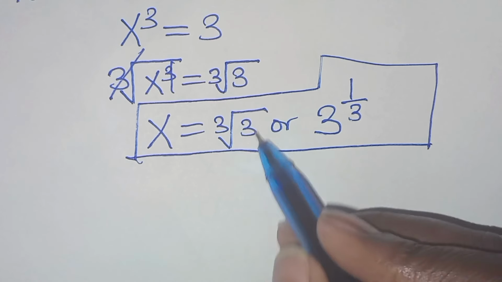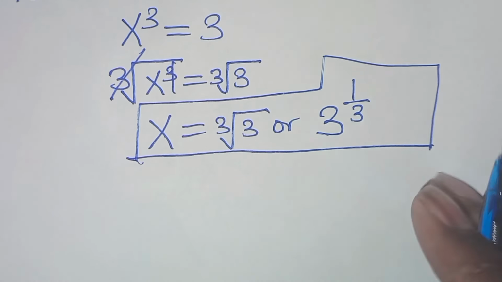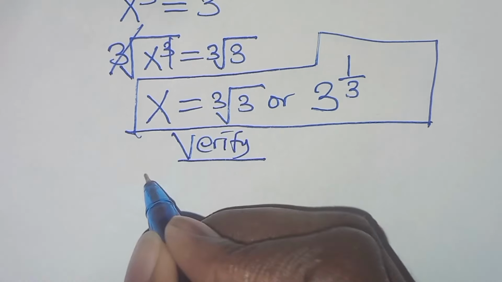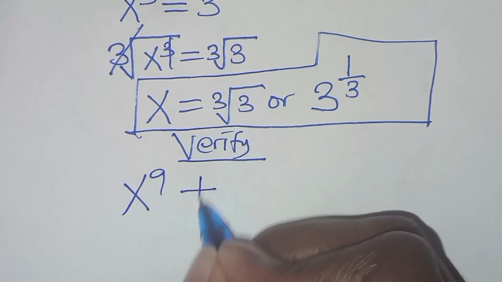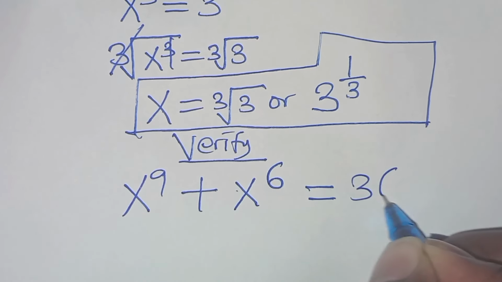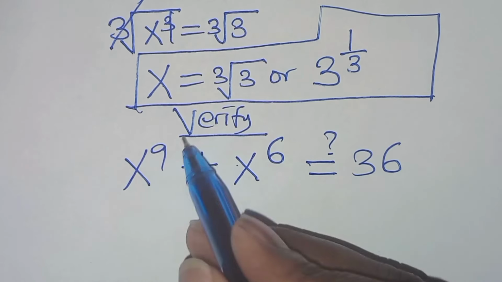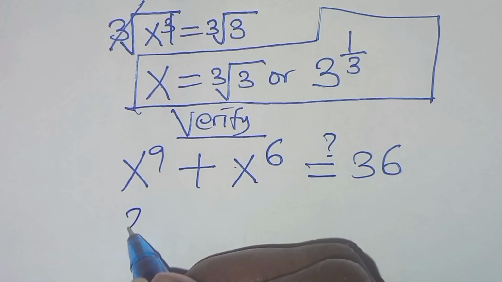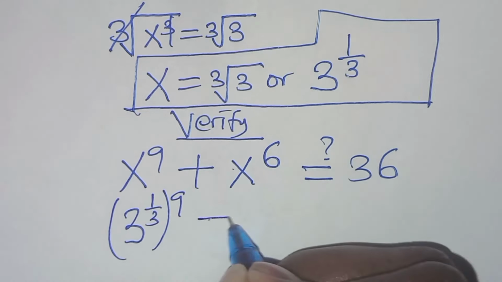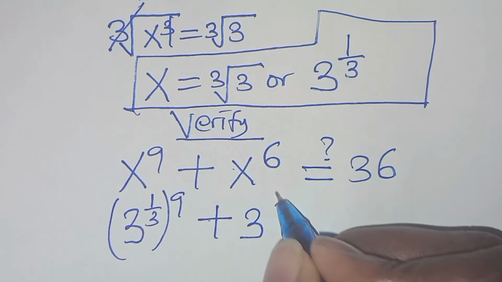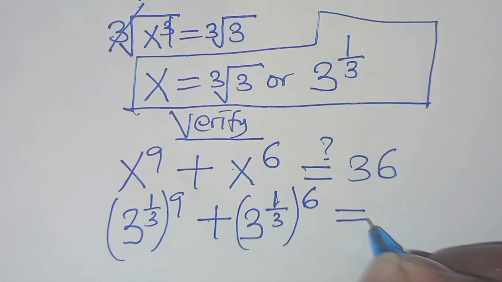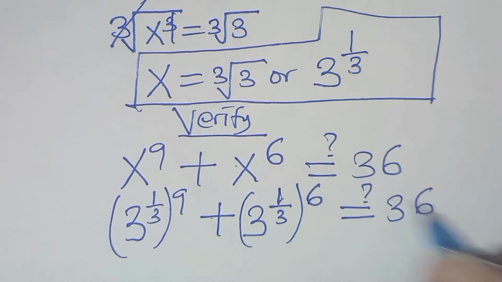The next step is to verify that this value of x satisfies the equation. So let's verify from here. We have x to the power of 9 plus x to the power of 6. This is supposed to give us a value of 36. Let's substitute x here. We have 3 to the power of 1 over 3 raised to the power 9 plus 3 to the power of 1 over 3 raised to the power of 6. This is supposed to give us a value of 36.